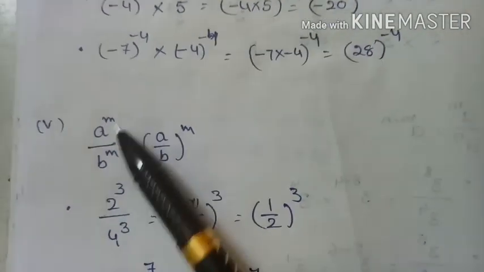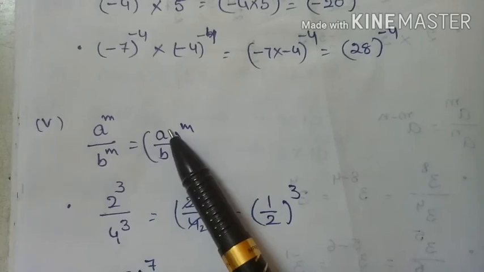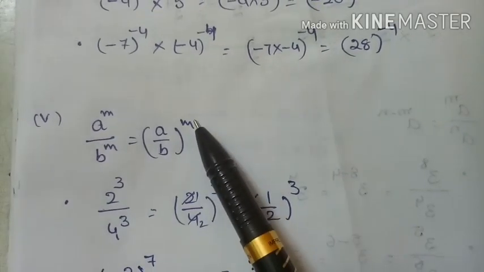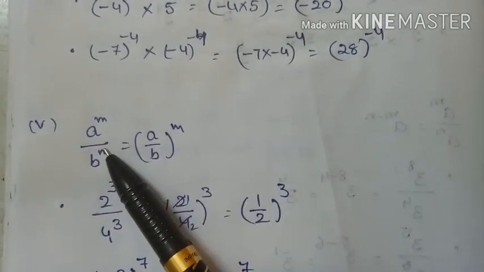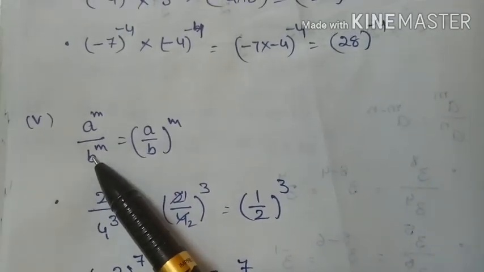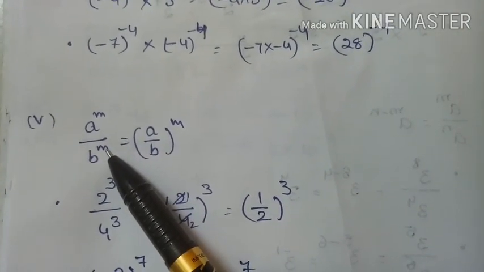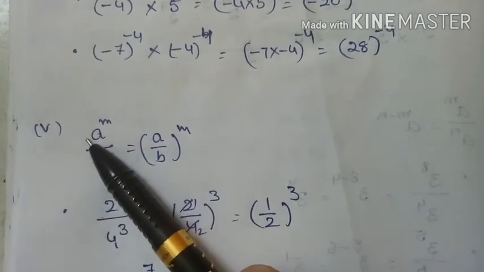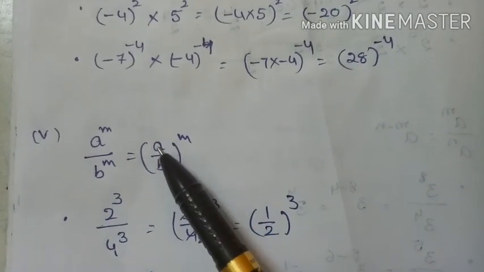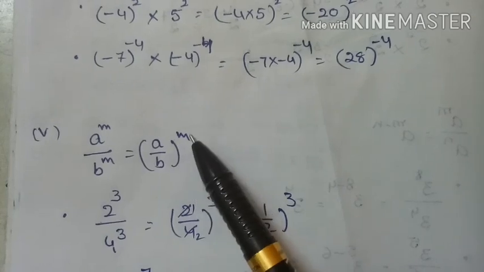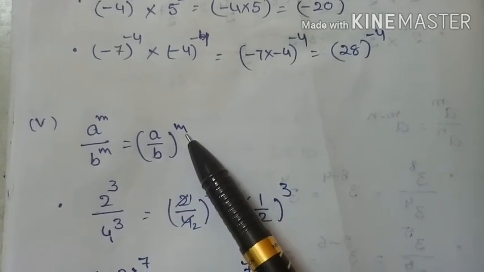a power of m by b power of m is equal to a by b whole to the power of m. Here it is division. Bases are not equal, only powers are equal. That means simply you divide the bases and keep the power as usual.